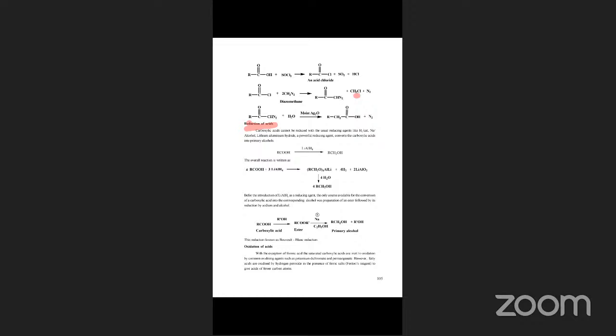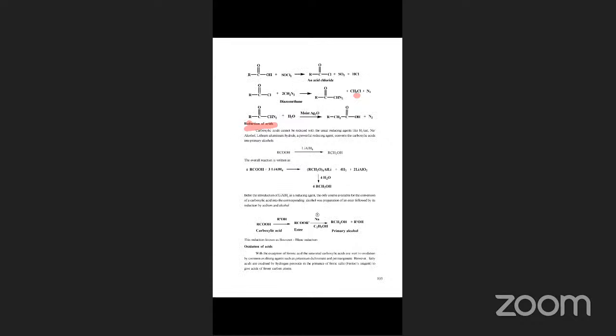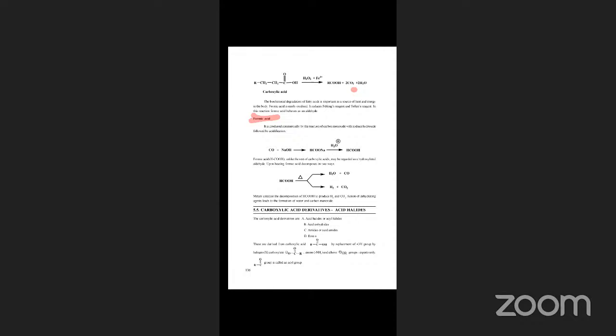Write the matter: carboxylic acid chemical properties. Reduction of acid also belongs to the chemical properties of carboxylic acid. These all are chemical properties. Chemical properties are very, very important, and these are the applications of carboxylic acid. So applications and chemical properties are complete. These are all chemical properties, and this one is final.